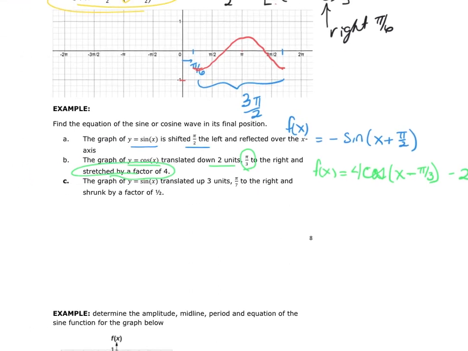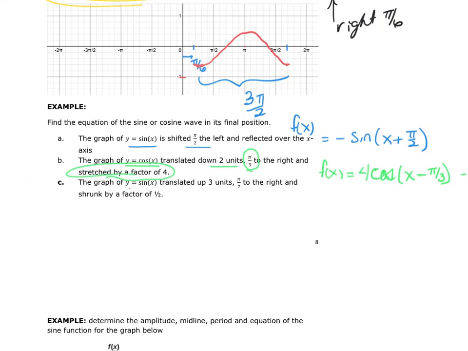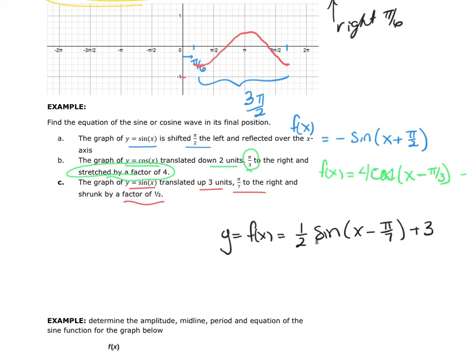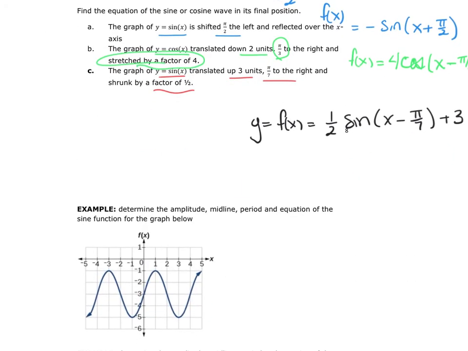Now again, this next and final example of this kind is the sine. It is going up, it's going to the right, and it is shrunk. We make the assumption, unless it says that this is a period change, that y is equal to f of x, which is going to be 1/2 the sine of x. We want to go to the right, so it is going to be minus pi sevenths, and we want to go up 3, so plus 3. That moves the baseline up 3.